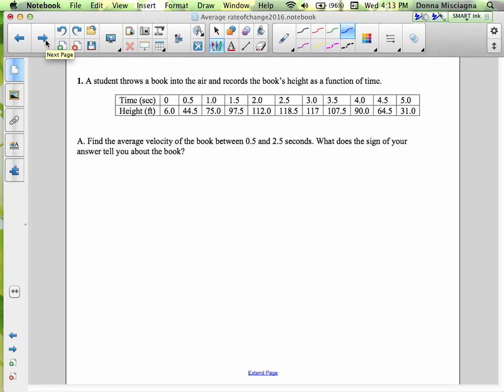We can approximate it, and we'll look at that much, much later. But I can ask you the average velocity between a half a second and 2.5 seconds. So you should be able to take a table of values and find your average velocity as well. Okay? So it's going to be the change in the height divided by the change in time. And I want to make sure that, when I set this up, that I match up my variables.